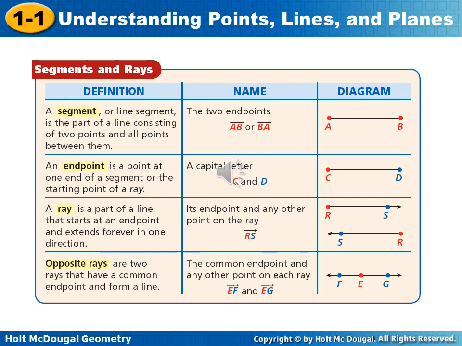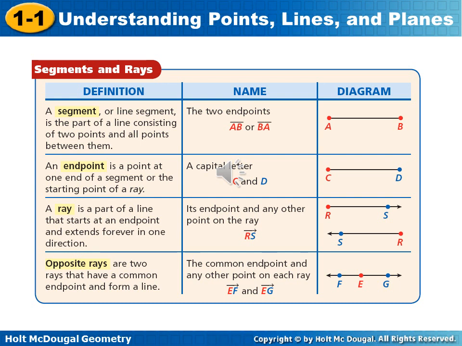Looking at some more vocabulary, we have a segment or a line segment that is part of a line consisting of 2 points and all points between them. The 2 endpoints are used to describe the line, so it would be AB or BA with a line over the top with no arrows. So if you look at your diagram, we have A and B and the points connecting them. There are no arrows on either side of your line.